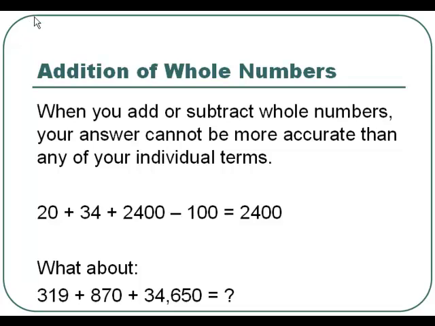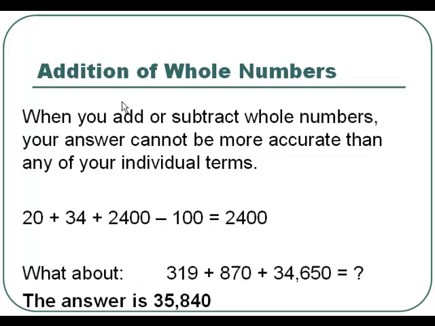What about the other one? The result on the calculator is 35,839, but as you see, the trailing 0 on the 870 and on the 34,650 means it needs to be rounded to the closest 10, so the answer is 35,840. And that's what you see here, 35,840.